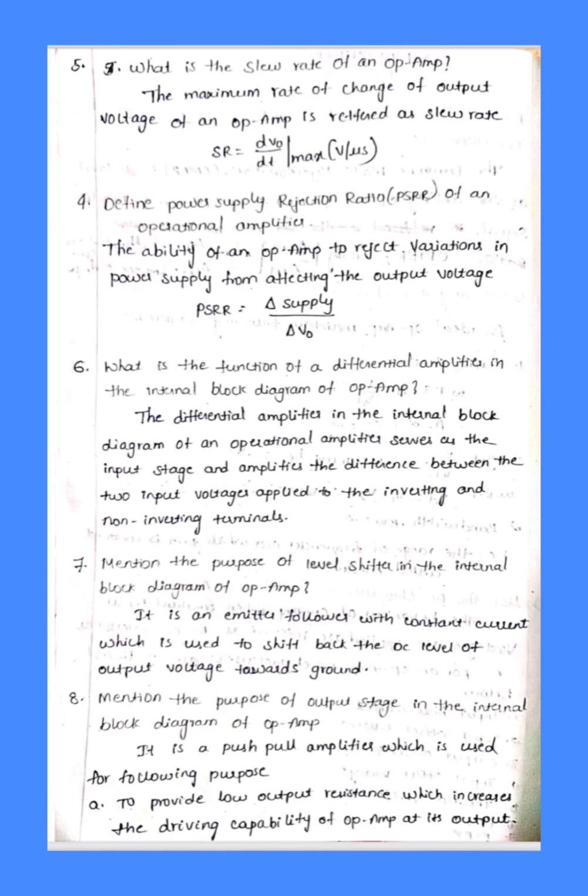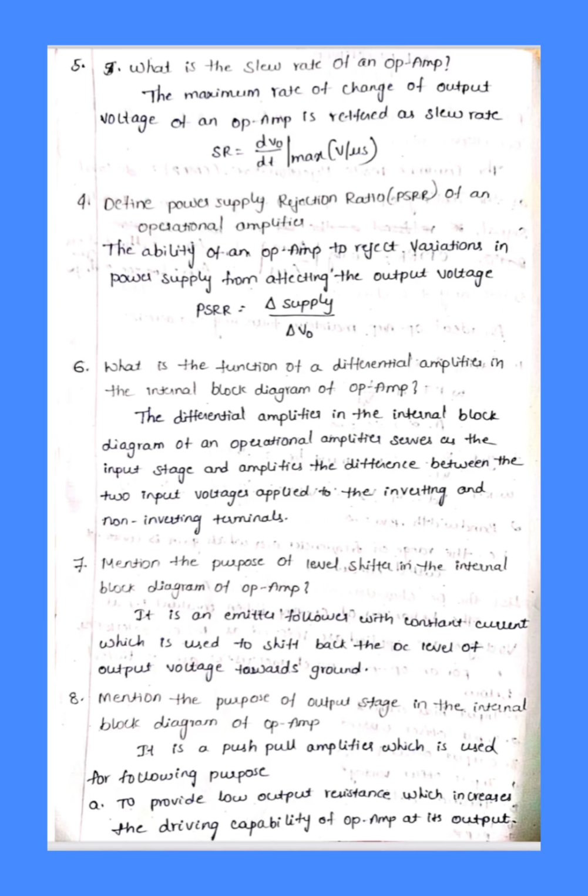You please include those. Question number 6, what is the function of a differential amplifier in the internal block diagram of op amp? First you draw the block diagram and then you mention this. The differential amplifier in the internal block diagram of an op amp serves as the input stage, and it amplifies the difference between the two input voltages applied to the inverting and non-inverting input terminals.